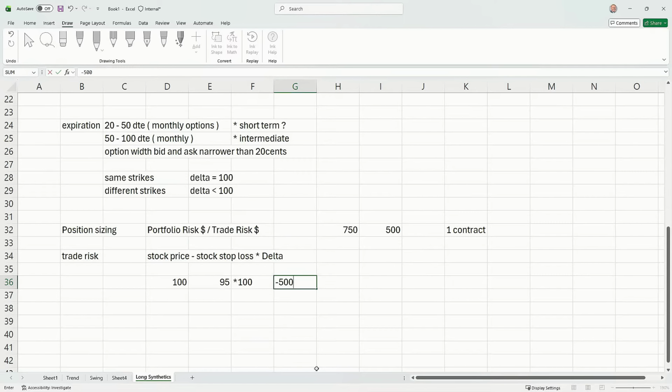That's all it is. The difference in the stock price from when you got in to where the stop loss is, times the delta to convert it to the profit and loss on the option, $500. Okay. Now let's do this just real quick. I want to come to another example, but I want to include this next piece here.